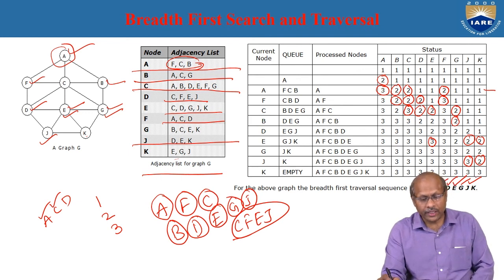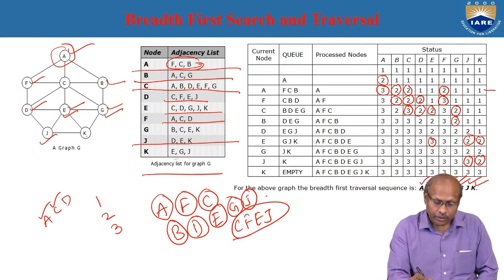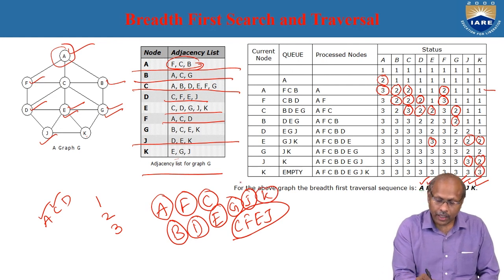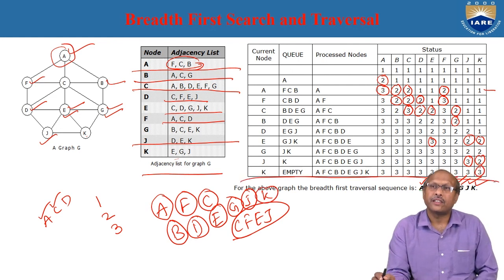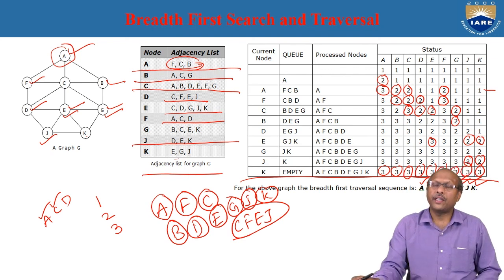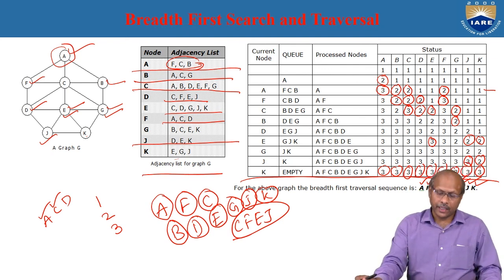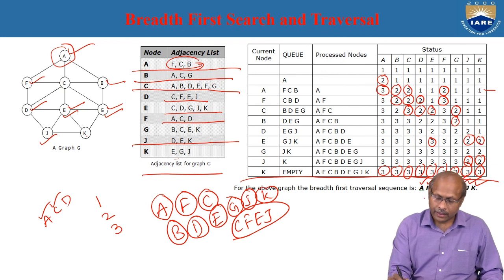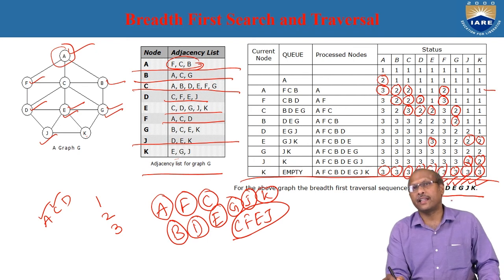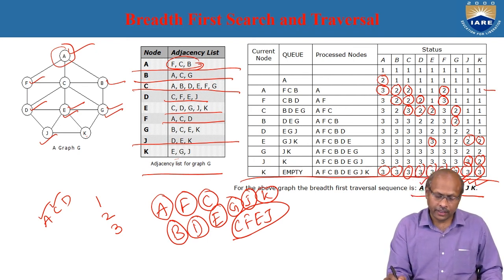Then the last node is now K. Now change the status of K to 3. If you observe here, in the last row, all the nodes are visited because now you made the status 3. So every node is visited, and the order of traversal is A, F, C, B, D, E, G, J, K. So this is the way it is traversing.